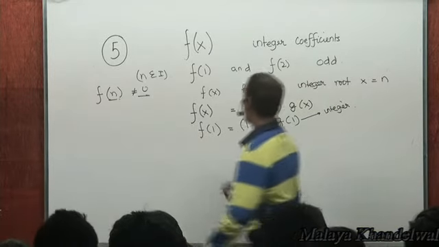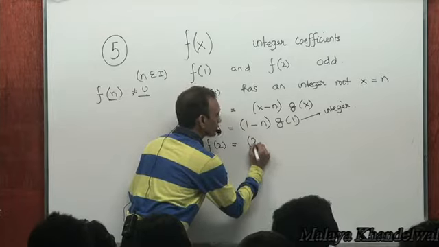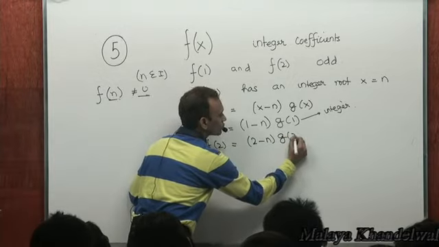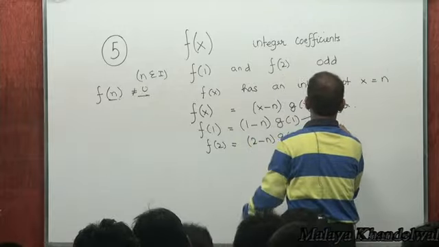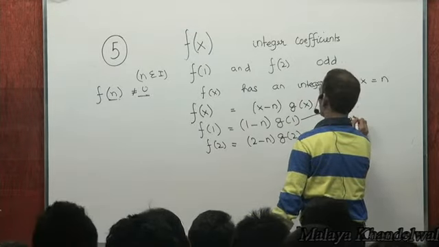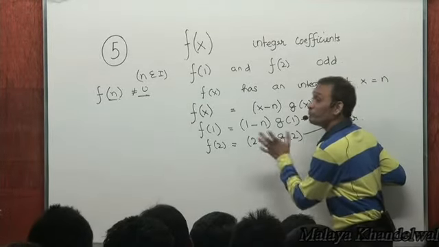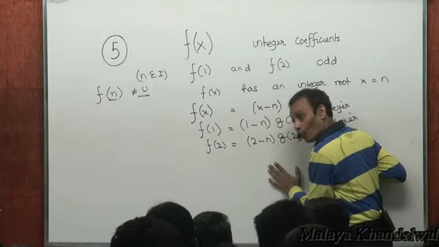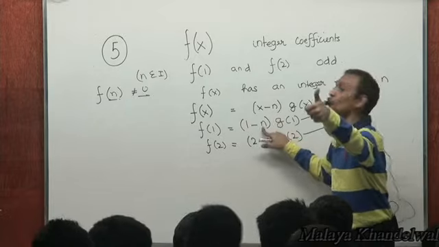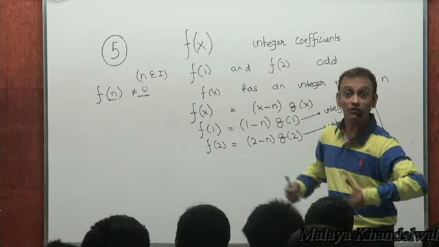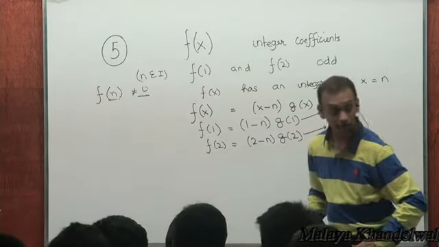Right? f2 is 2 minus n into g2. Similarly, g2 will also be an integer. Right? Now, f1 is an odd integer, f2 is also an odd integer. That's given in the problem. And we have assumed that f(x) has an integer root n. So we are actually adopting the method of contradiction, right?